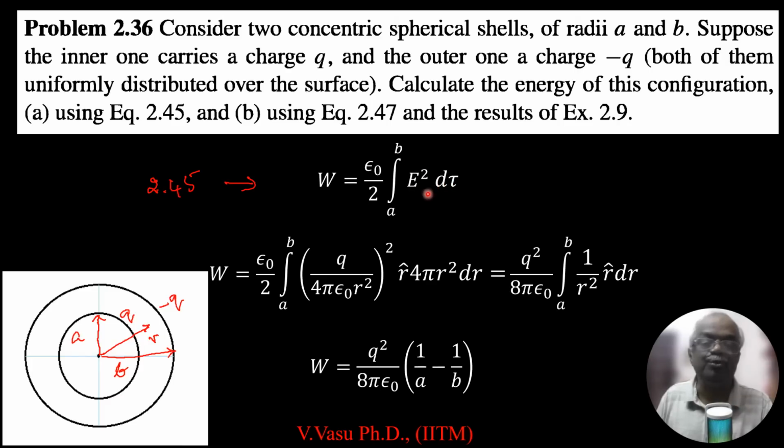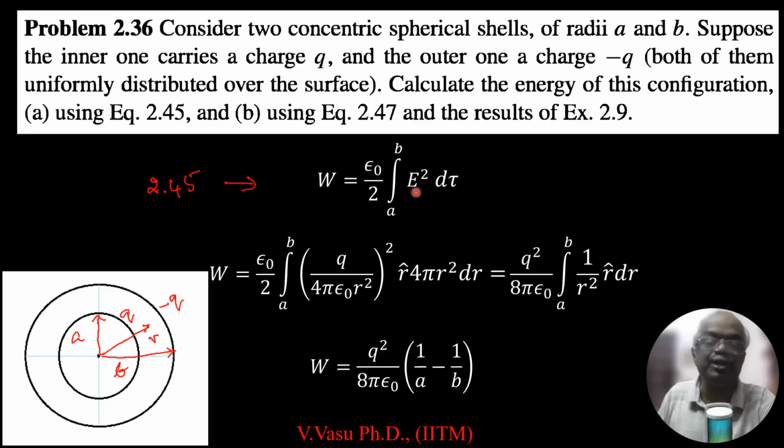d tau. Now inside the inner sphere, if you select the Gaussian surface, the total charge will be 0. No charge inside the spherical shell. And outside the outer shell, you have Q plus minus Q, which is also 0. So the field exists only between a and b.